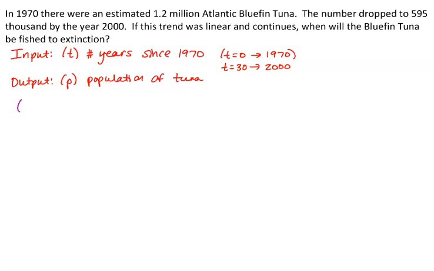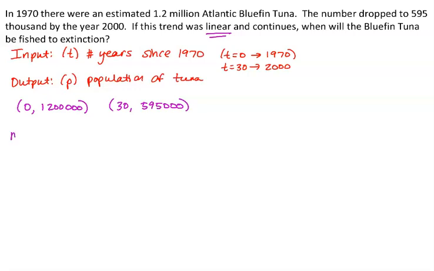So my first ordered pair is going to be 0 for 1970 and then the number of tuna in that year. So I'm going to go ahead and use that as 1.2 million. You could also look at your population in millions and use this value as 1.2, and your other value then in terms of millions would be 0.595. So you can use any type of scaling, just be consistent and label it so that it's clear. So my other point is going to be 30 and 595,000.